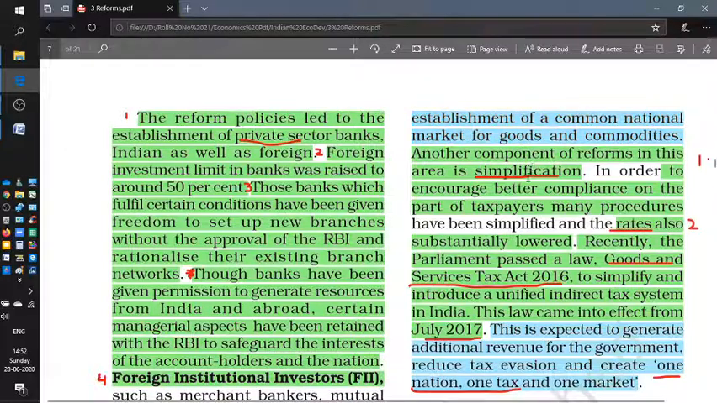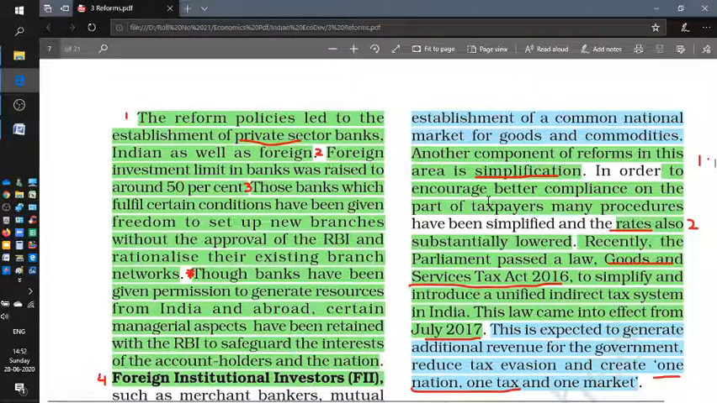Number one is to bring about simplification. By simplification, they make the system simple so that the people understand how much they have to pay. They know the procedure to calculate how much they have to pay, where to pay, when is the last date, how to fill the forms. All these things are important because when it is simple, it will encourage better compliance.